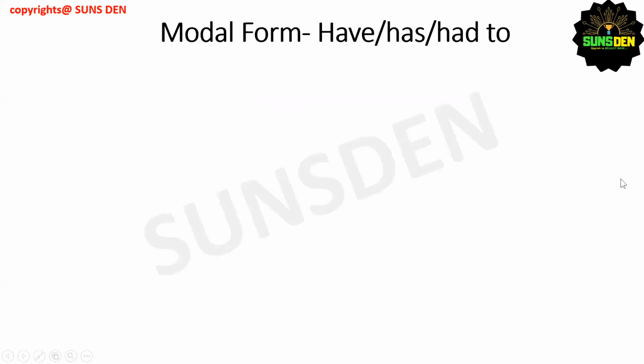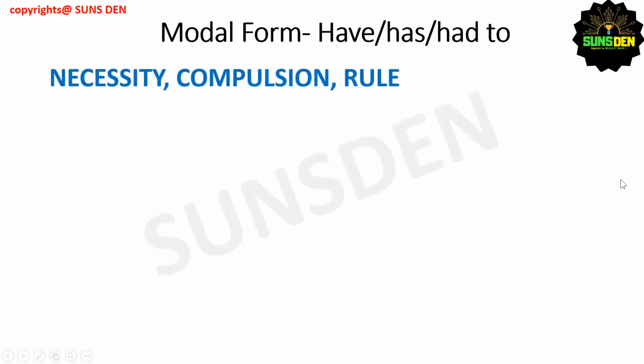Let's move on and see how about the modal verbs. Now have is used along with the preposition to when it comes to modal verb. Have to, has to, had to. And why is it used? The function is to indicate necessity, compulsion, and rule. The function of have modal verb is to indicate necessity, compulsion, and rule.